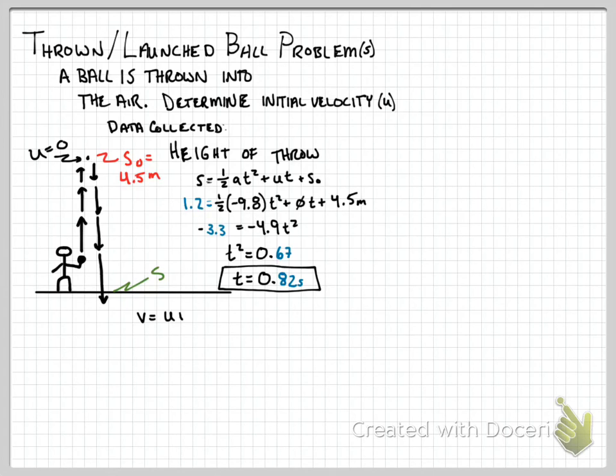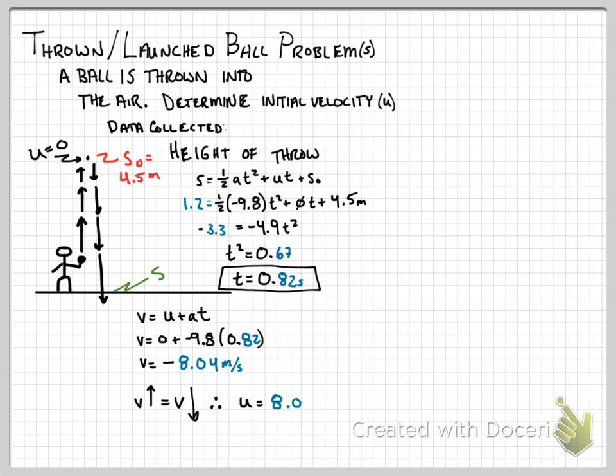We then take that time and place it into the v equals u plus at equation. Simply solve for the v. If we make the assumption that the velocity up equals the velocity down, then we can therefore say that the u is equal to 8.04 meters per second. This is a two-step process using two of the equations that we've already had. However, there is an easier one-step method, but it involves an equation we have yet to see. We will see this in about 2 weeks.